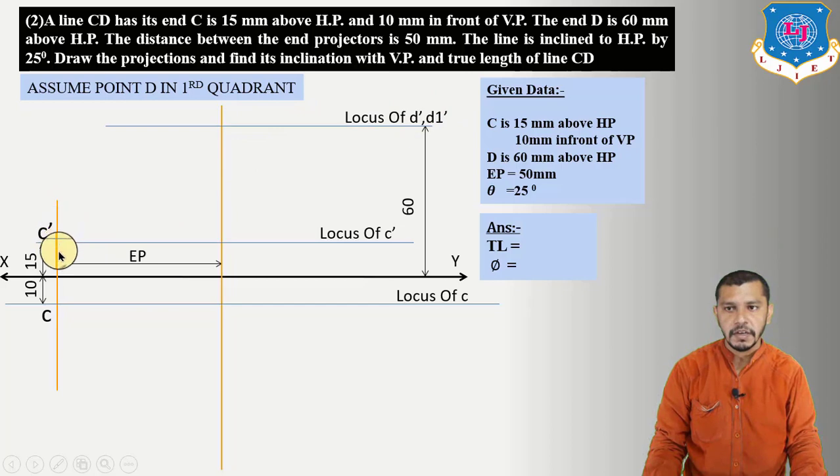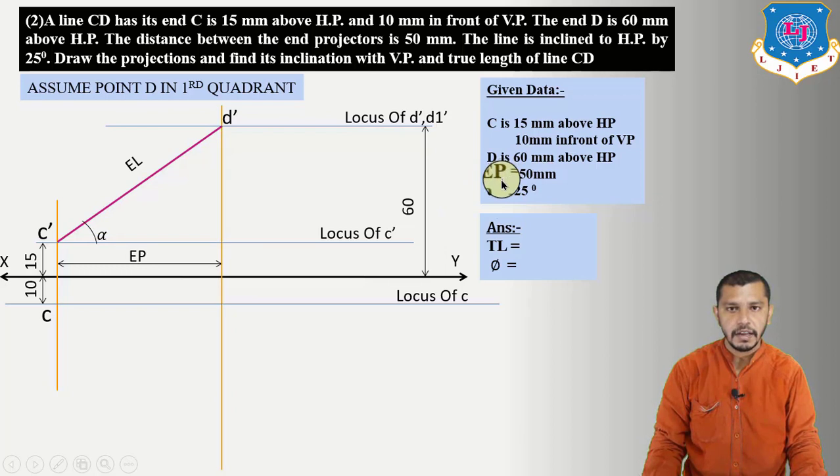Now as we have assumed this as the projector of C, this will be the projector of D. So here we will get D dash, and somewhere below the XY reference line on this projector we will get D, that is the plan of point D. Now let us follow the given data. Here if we connect C dash to D dash, we will get the elevation length which is inclined at angle of alpha. Now another data which is given is theta.